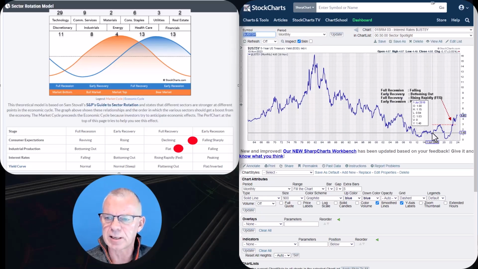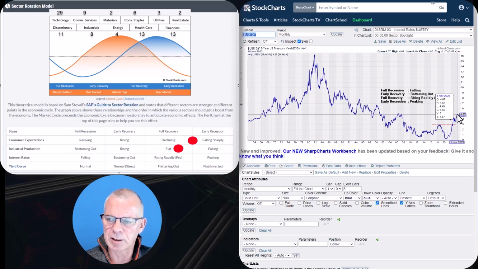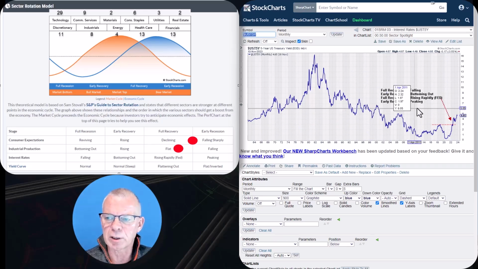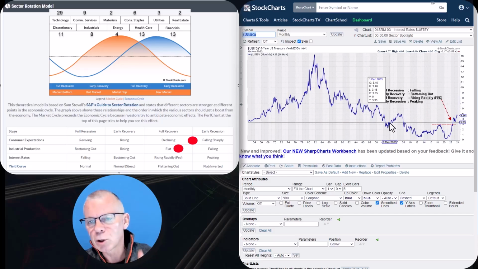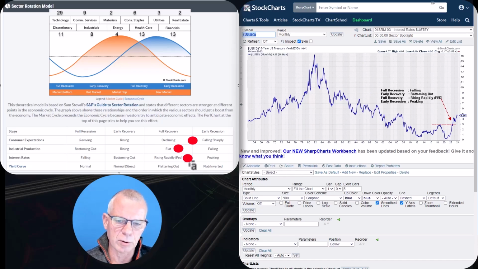So when you see UST 5-year US Treasury bonds starting to put in another high and start consolidating, then I think it moves to an early recession peaking. But for the time being, we're in full recovery looking at the interest rate chart. So that's right here, rising rapidly, full recovery.